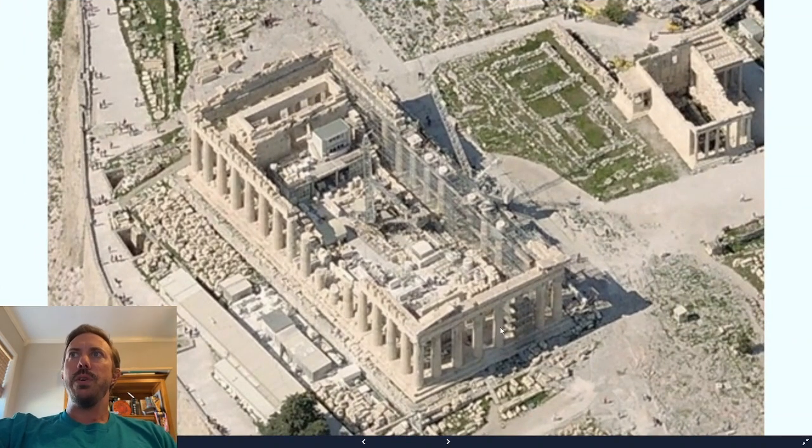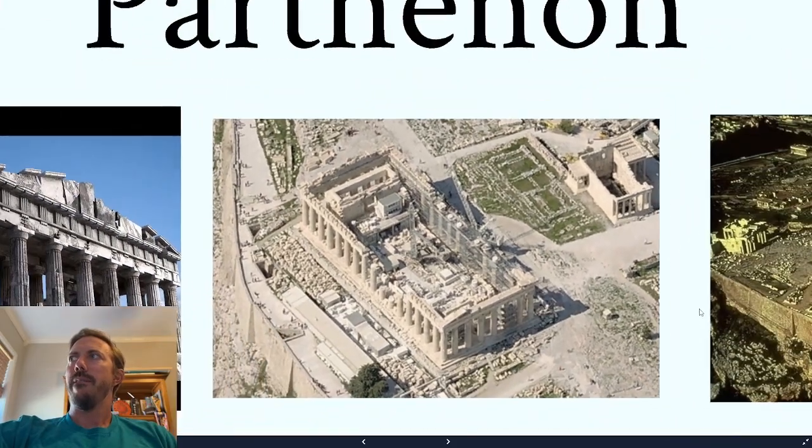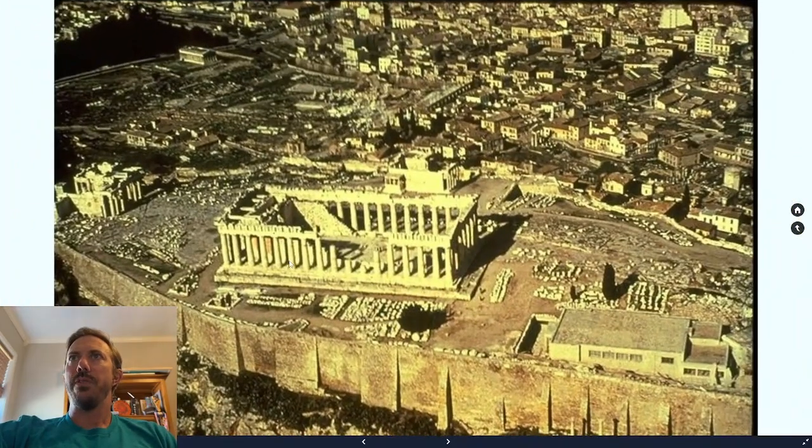Here is a bird's eye view of the Acropolis, modern day Parthenon rather. The roof has been destroyed. It was sacked by a bunch of people, Persians, Turks, etc. And so here is the structure of the Parthenon. And then here's more of the Parthenon. And here's like an older photo from maybe the 40s or the 70s or something.